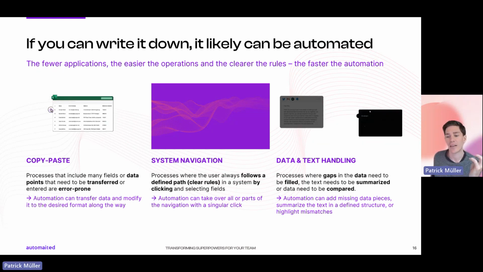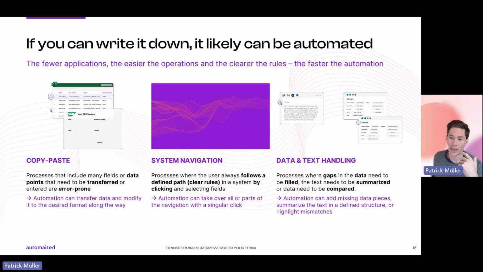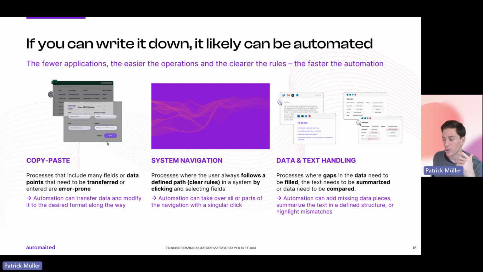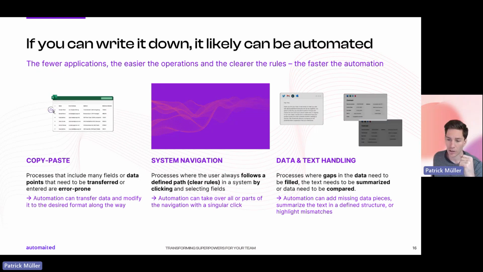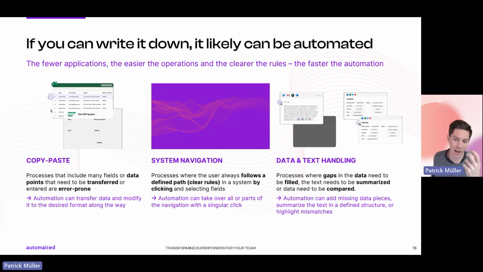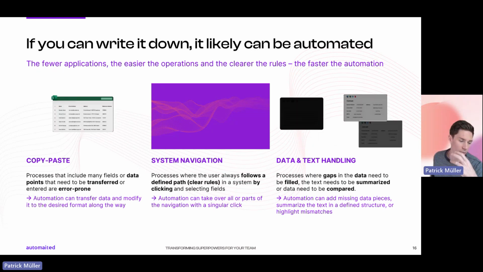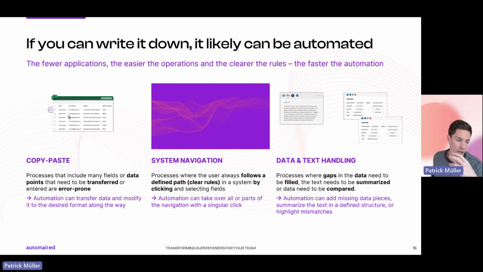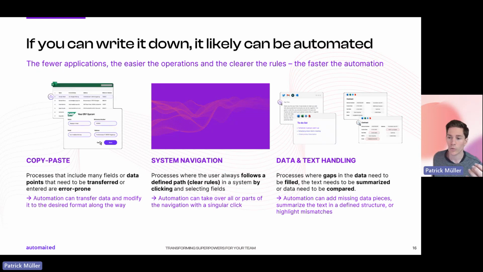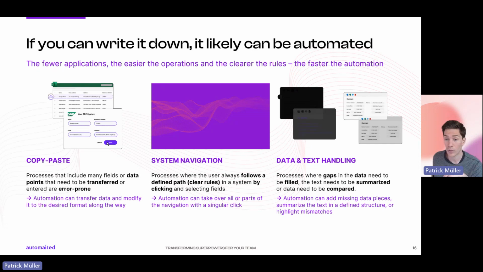Or another example might be text or data handling, right? As mentioned, now with the AI and the technology that we have, processes where there are gaps in data that need to be filled. So I don't know, there's a zip code missing, there's some information, a last name missing, whatsoever. AI can help to fill those gaps. Or also summarize information. So in customer service, for example, you might summarize a customer complaint. Or you might be able to compare data. Is my invoice here in the system the same as another?